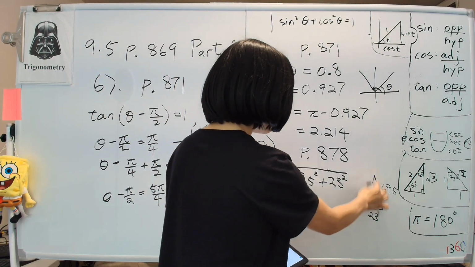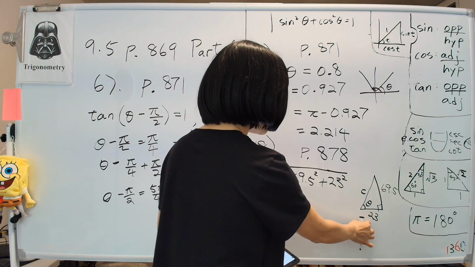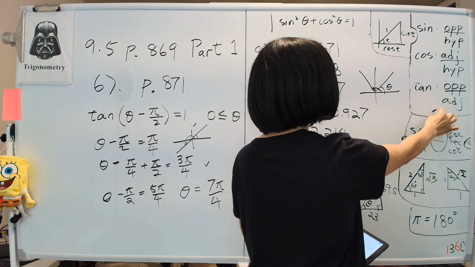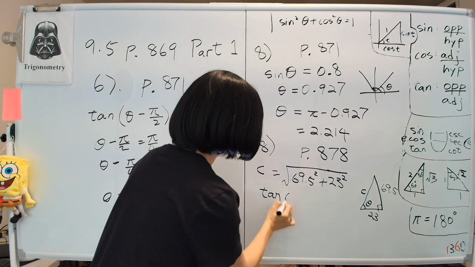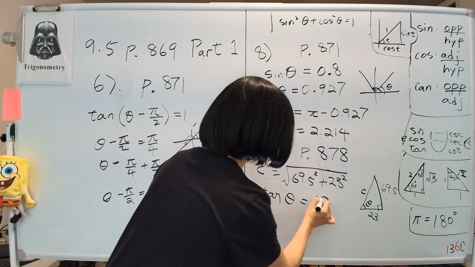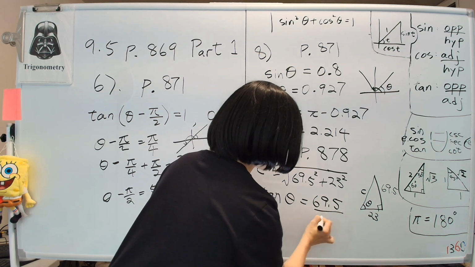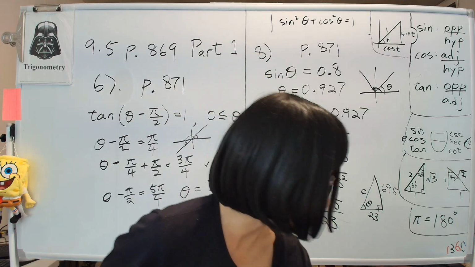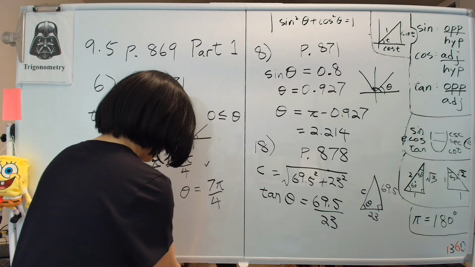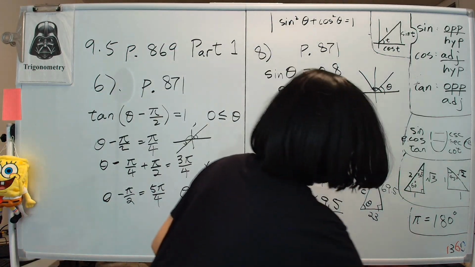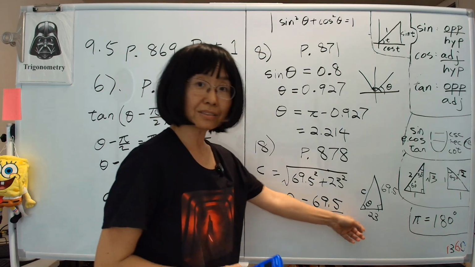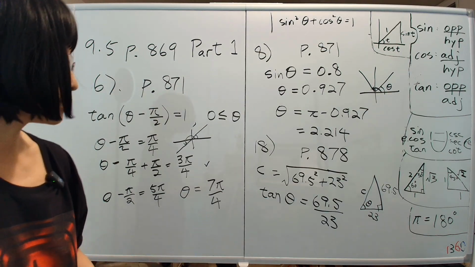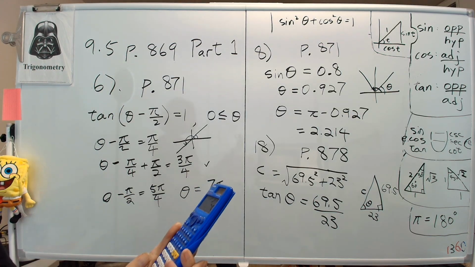Theta has two measurements here, opposite and adjacent. Opposite and adjacent is the tangent. Opposite over adjacent. So tangent of theta is equal to 69.5 divided by 23. With that, we can pull out our trusted calculator and crank it out. As you notice, the Ferris wheel is not relevant to our problem. It does that a lot.